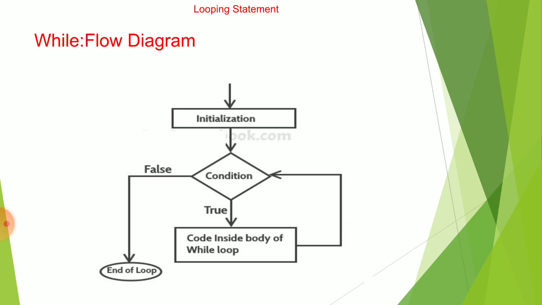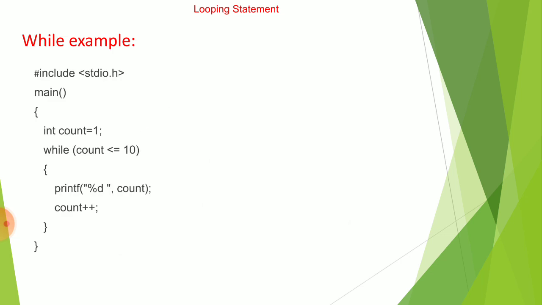It is a flow diagram for while loop. First is initialization, then the condition is checked. If the condition is true, the while block is executed. Again, it goes to check the condition. When the condition is false, it comes out from the loop. It is an example for while loop.